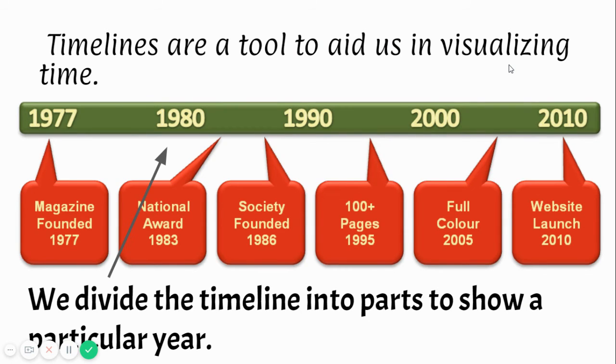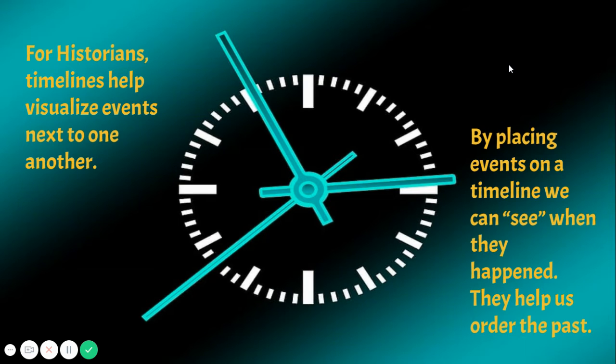Timelines are just a tool to help aid in the visualizing of time. We divide the timeline into parts to show particular years. For historians, timelines help visualize events next to one another. By placing events on a timeline, you can see when they happen and pinpoint which one happened first. They help us order the past.